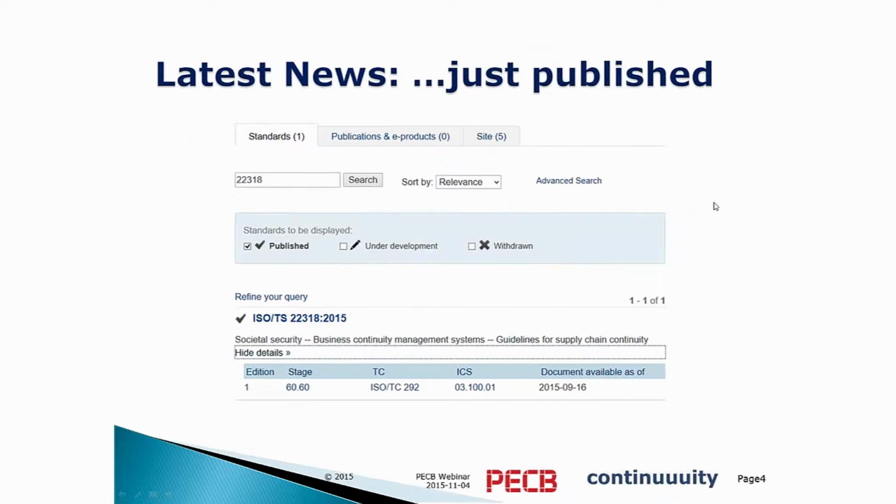Okay. Well, just a short look at the official ISO site. It has been published. So if you look up certain standards, on the top left corner we see 22318. We can search for this number and we see the statuses: published, in development or withdrawn. So if we check published, then we find the confirmation it has been published mid of September. So it's valid and it's in force and can and should be used.